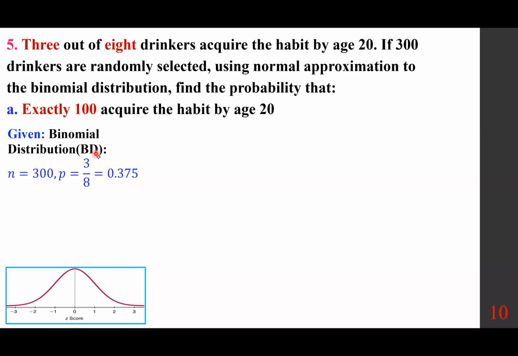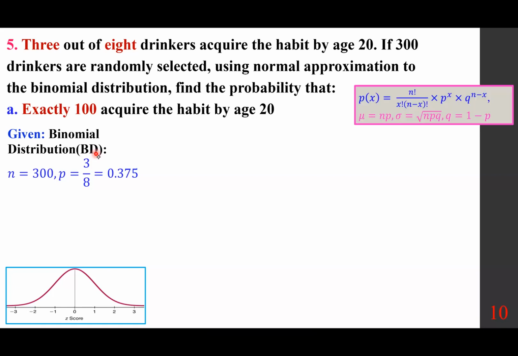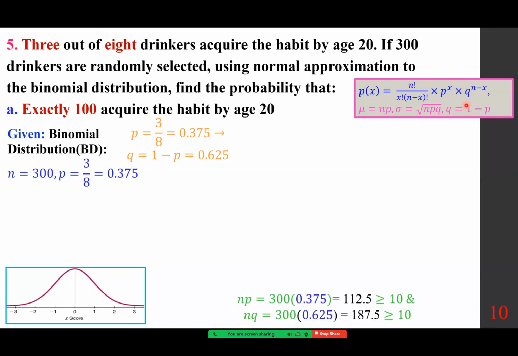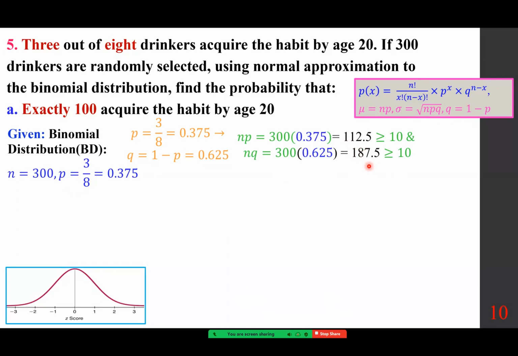So if we have that, then let's go with the formulas for a binomial distribution. Remember, P of x is n factorial over x factorial times n minus x factorial, p to the power of x, q to the power of n minus x, mu is np, sigma is the square root of npq, q is 1 minus p. So basically, we need to know q. This is p, 3 over 8, and q is 1 minus that. If we were to use this formula, we can plug in, and of course it requires a calculator to come up with the answer. And because np and nq are large, we can use normal distribution as an approximation.